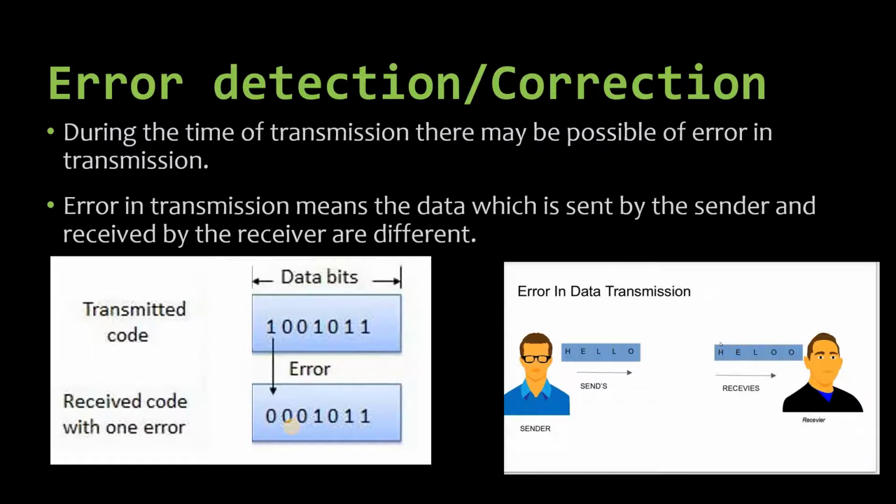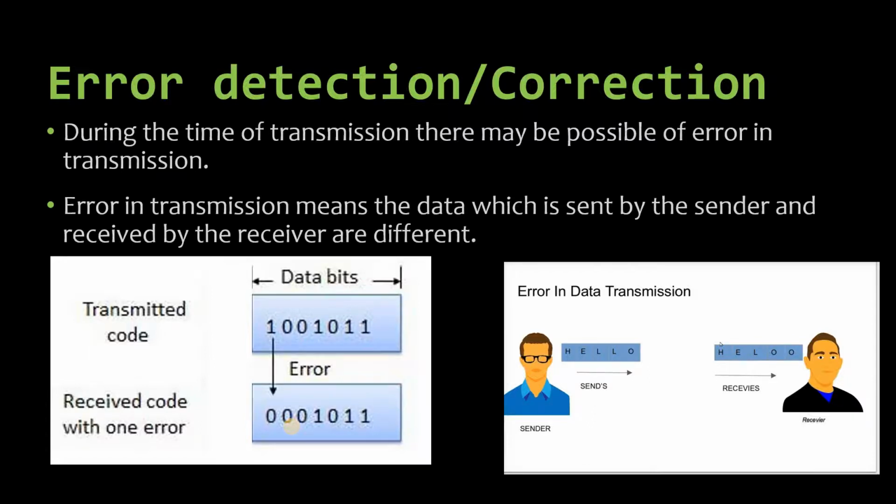So error is an issue, isn't it? We are sending an email, and our receiver is not receiving the complete content of the email. So there may be errors in the transmission, right? So that is what we mean by errors in transmission.